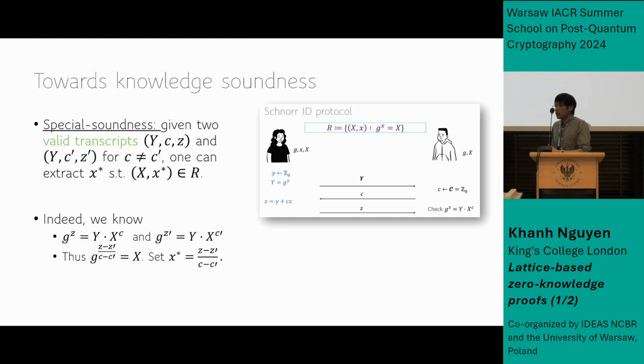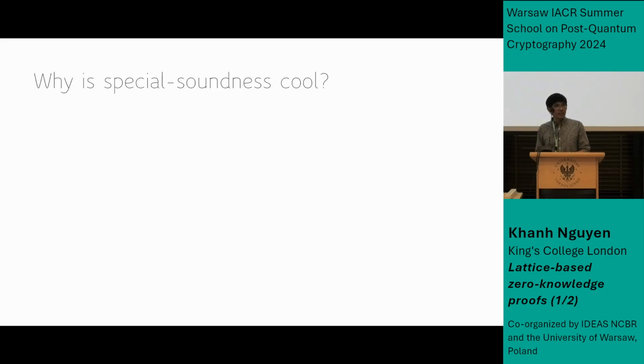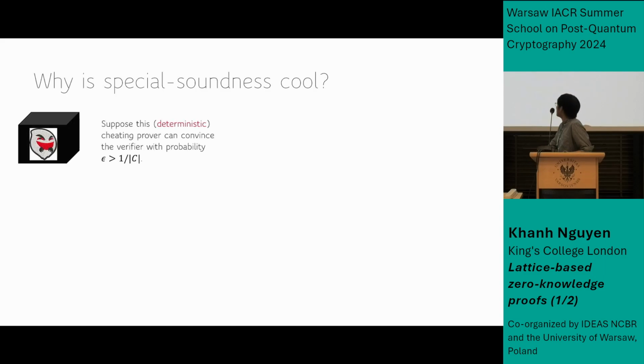Okay? So now a little bit more motivation: why do we care about special soundness, or why is it nice? Why is special soundness cool, unlike this room? Well, suppose we have a cheating prover. The cheating prover can convince the verifier with some high probability, let's say more than 1 over the challenge space, right? Because if it's 1 over the challenge space, we can actually build one. That's the guessing one. And for the purposes of this talk, to make it very easy, assume that it's deterministic.